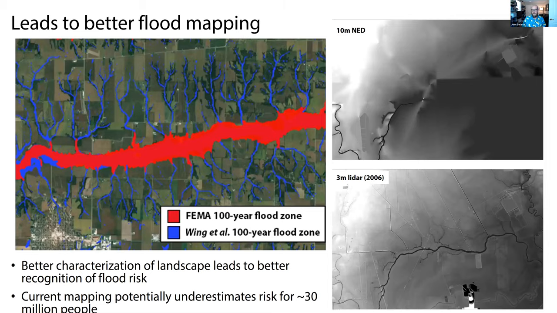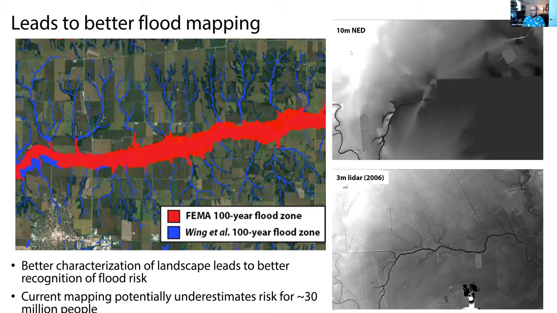So with data sets like this, we've actually been able to really improve our characterization of flood mapping. So in this example here, we have the FEMA 100 year flood zone, and then we have an improved flood zone based on the recognition using high resolution topography of these small scale gullies and structures that are actually much more common in the landscape than we would have previously thought.